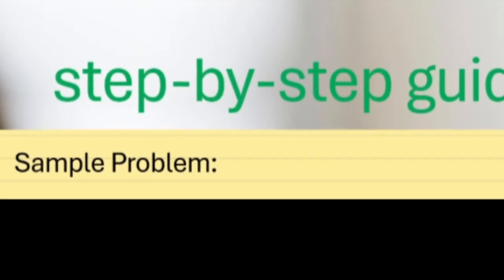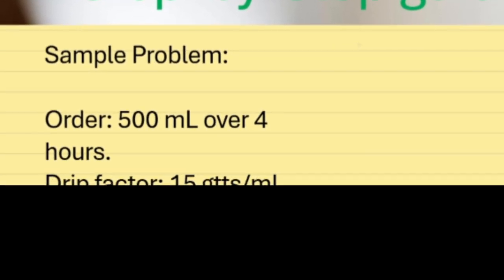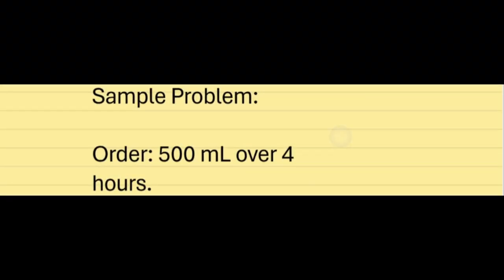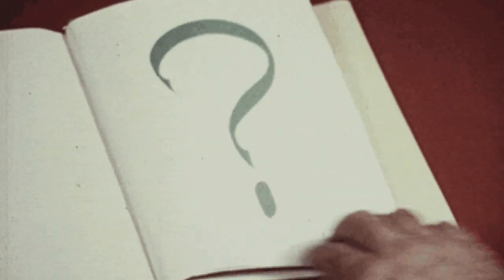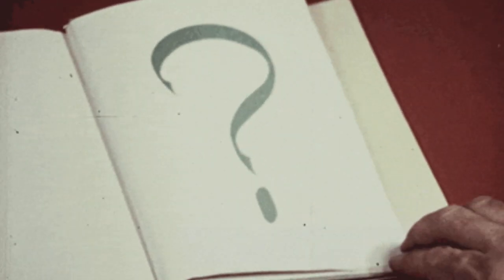Let's dive in. So let's start off with this sample problem that I have right here. You're asked in the question where you're given an order of 500 milliliters to be infused over 4 hours, and you're given a drip factor of 15 GTTS per milliliter, or 15 drops per milliliter. So how can you begin calculating this so that you can come up with the right response?